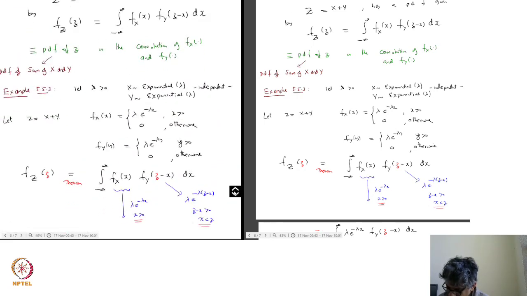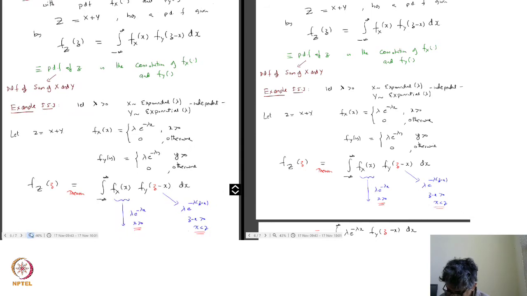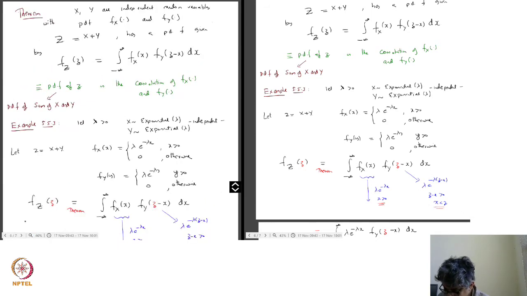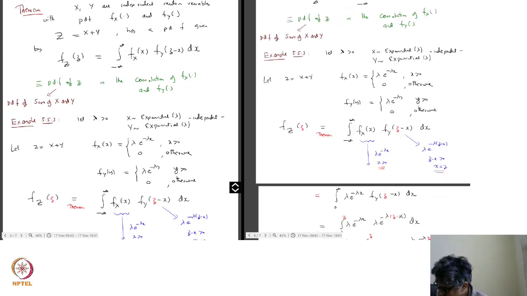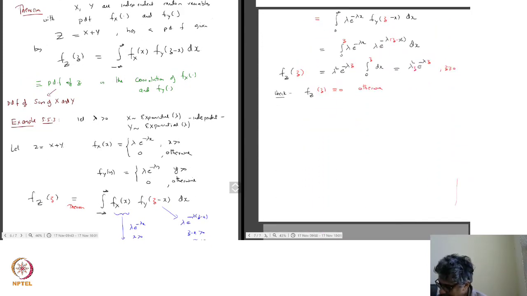So I wanted to use this theorem that said that if I have the sum of two independent random variables, the density is given by the convolution. So I took the sum of two exponentials, and it turned out that f sub z looks like this. So this is not exponential. So the sum of two exponentials is not exponential. Important to keep in mind.